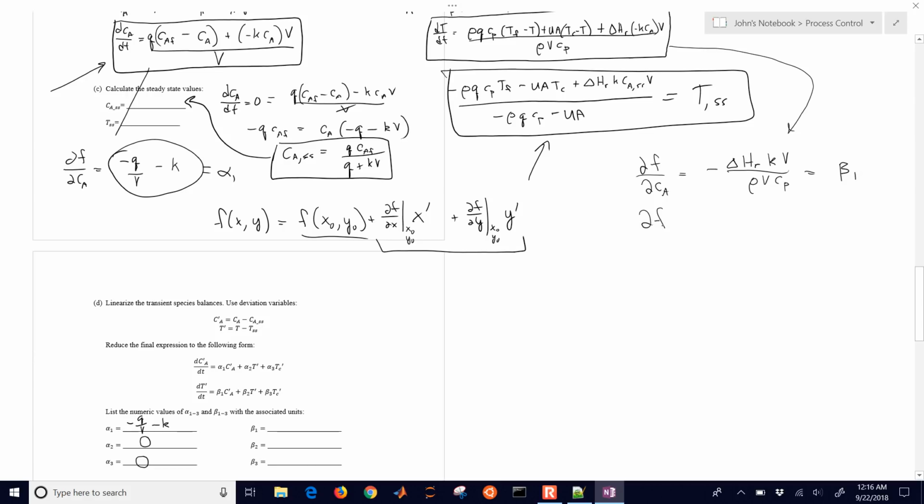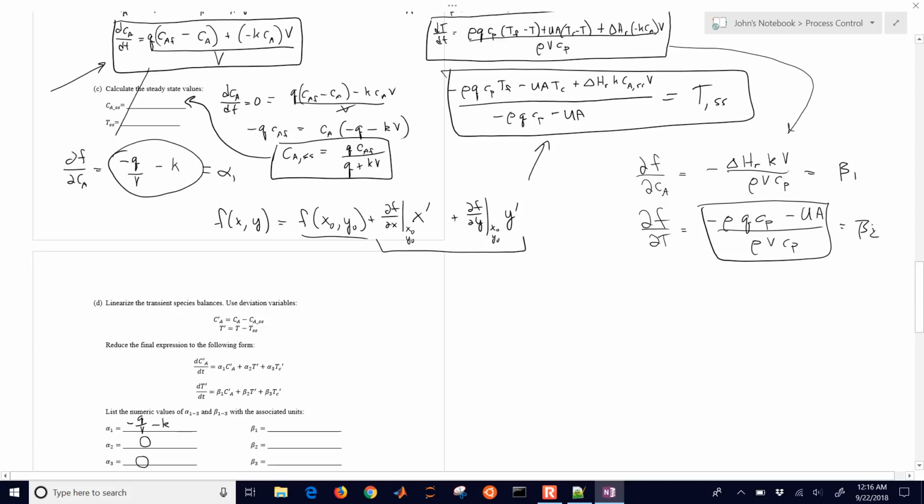I'm going to take the partial with respect to temperature, and that is going to be negative rho Q C sub P minus UA divided by rho V C sub P. So that right there is going to be equal to beta 2. And then let's take our partial derivative with respect to TC, and that is just going to be UA divided by rho V C sub P, and that's going to be equal to beta 3.